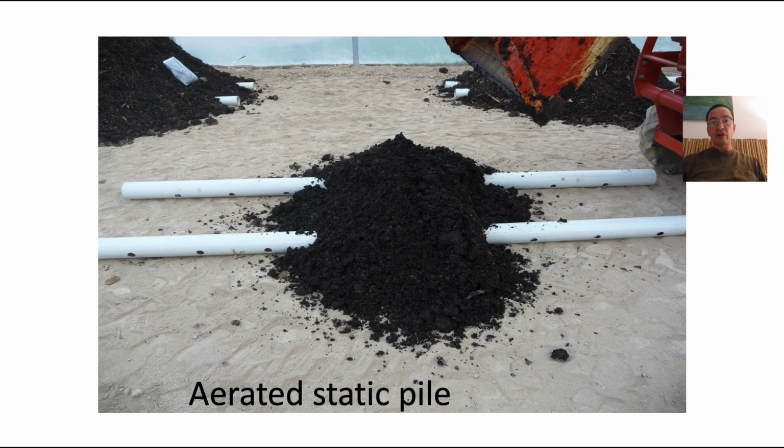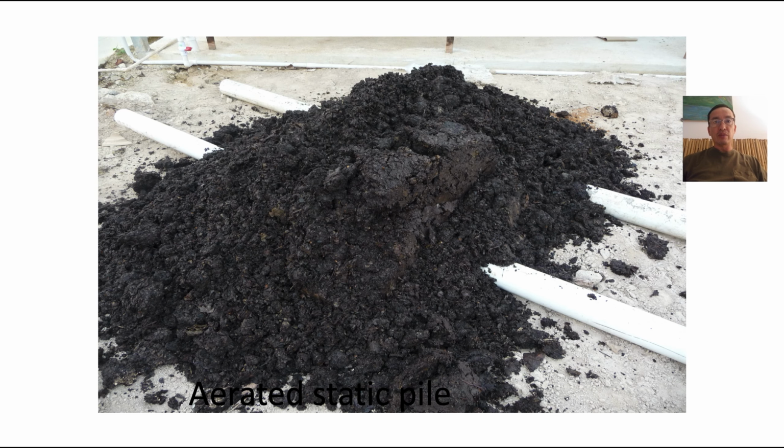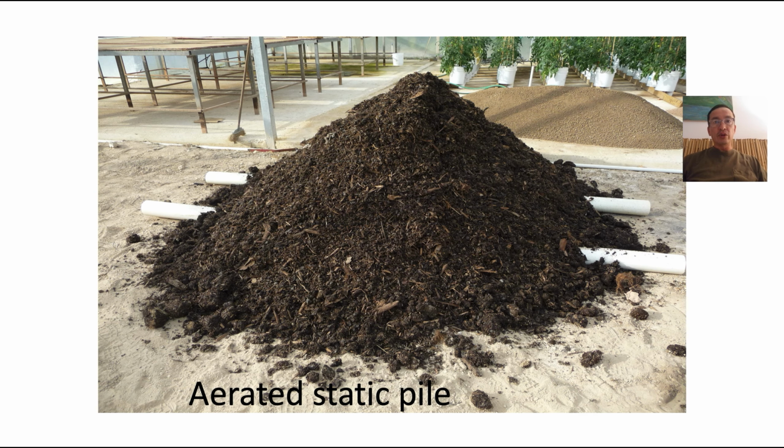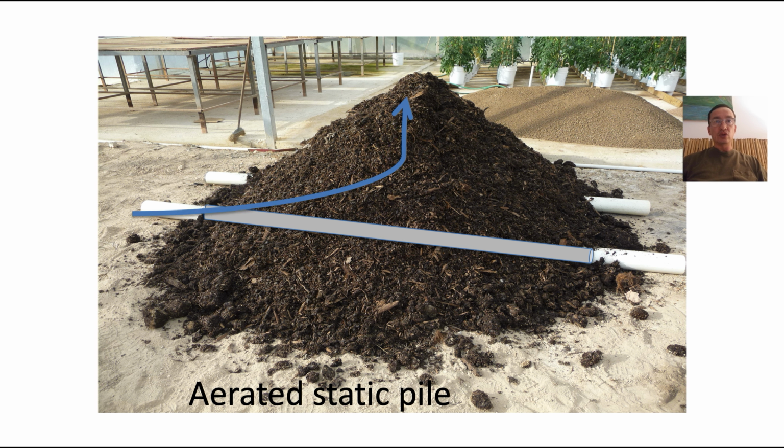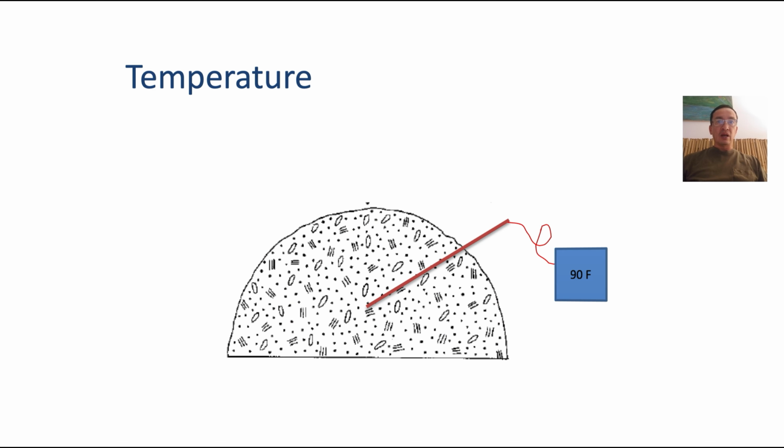This is called an aerated static pile. It has some PVC tubing at the bottom, and it has some holes, and you just put the organic material. This is coffee pulp. You put it on top, and you fill it up with a bucket, and it will aerate passively through the tubing. So if you go early in the morning, you're going to see some steam coming out of the pile. This is an example of how to use temperature to measure and make evaluations.